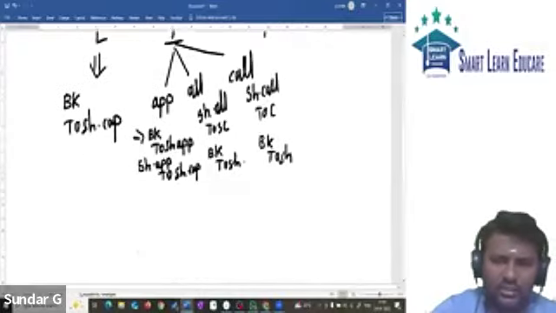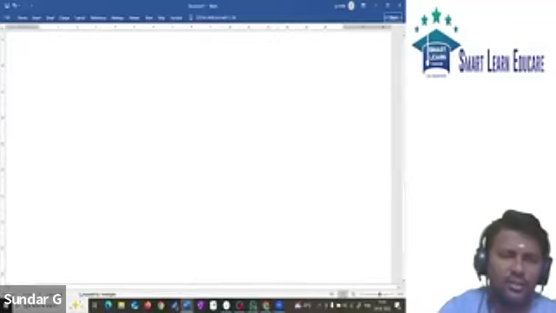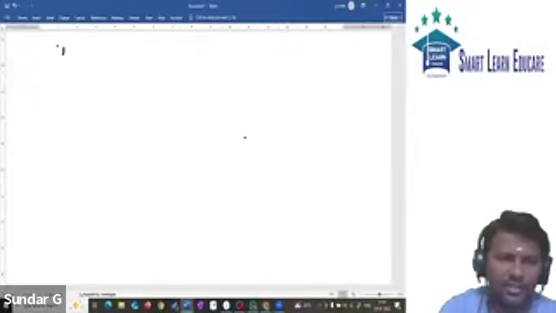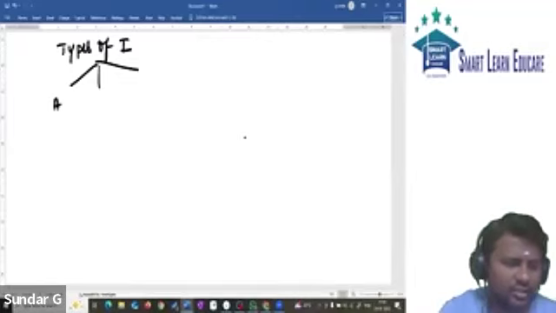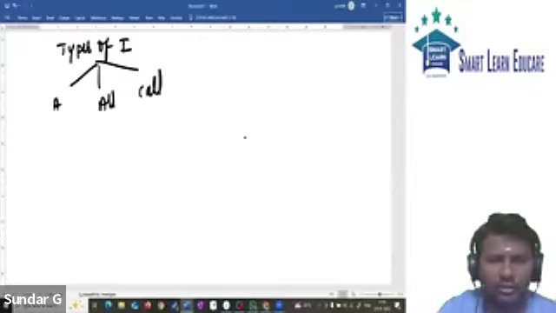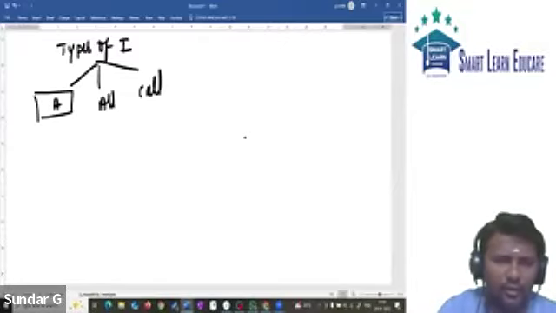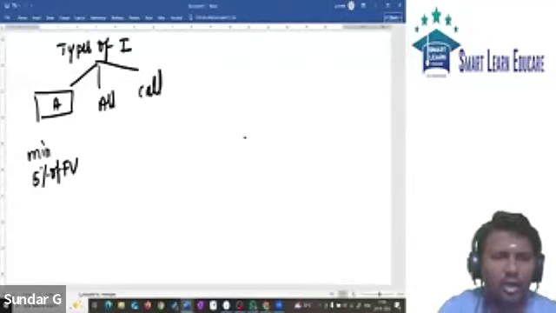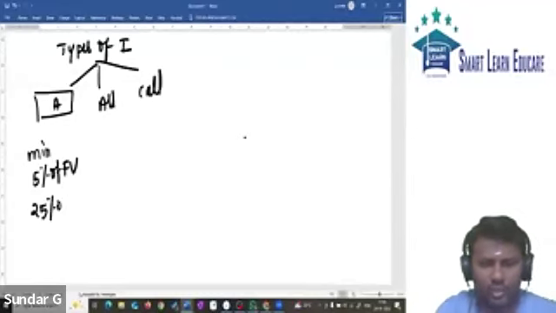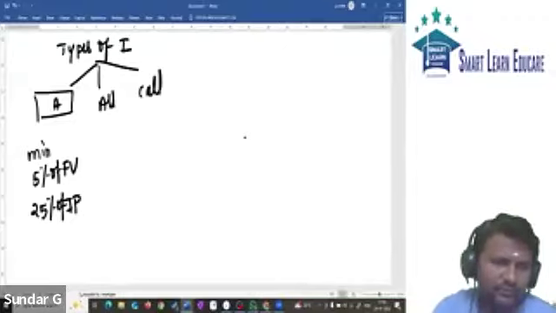Also, we discussed a few more concepts, like types of installment. Three types of installment we have. What are they? The first installment we call application, the second installment we call allotment, the third installment we call call. Relating to application, we have something called minimum application money. What is the minimum application money? It is 5% of face value or 25% of issue price, like that we discussed.